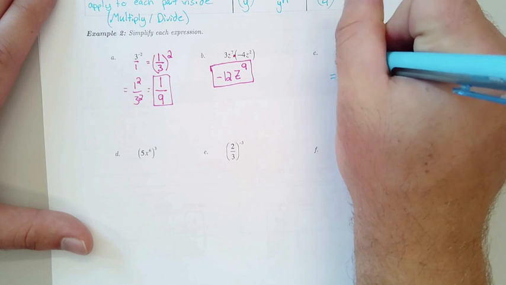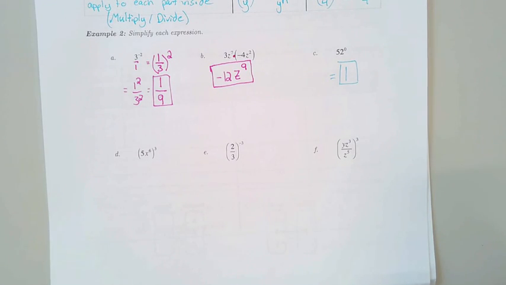So write a 1, circle it, put this box around it, highlight it, whatever you're going to do, you're done. That's it. So that one's easy. Let's go on to the next one.